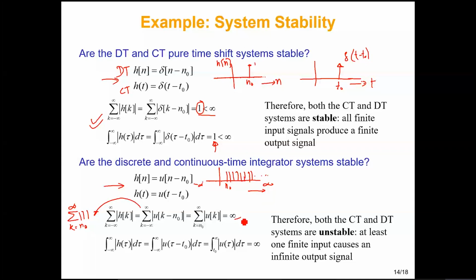The value is 1. And if you are trying to sum up an infinite number of ones, you will see the result would be infinity. And similarly, if you see the other one, the second one is also an IIR, infinite duration system. So it's a step signal starting from t equal to t naught.